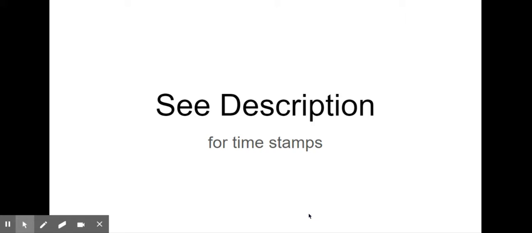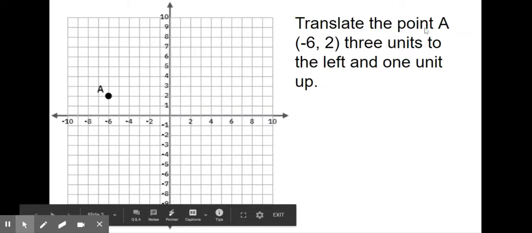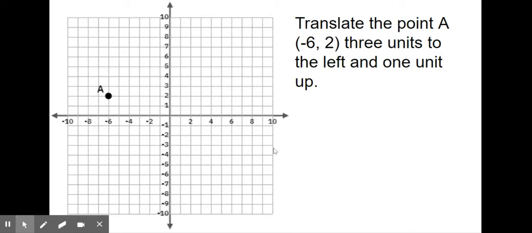So translations basically just slide a figure left, right, up, or down. And it is probably the easiest transformation for you guys to do. So that's why we're going to start with that. In this example, we just want to translate the point A, (-6, 2), 3 units to the left and 1 unit up. The hardest part about translations is just making sure you know the difference between left and right, that you're counting correctly, and just plotting properly.